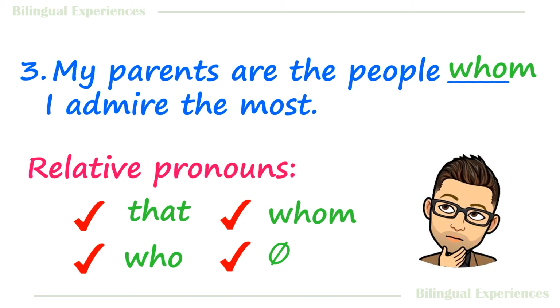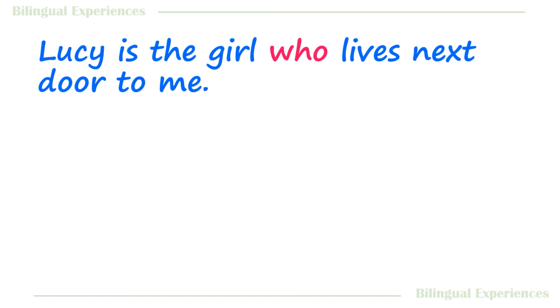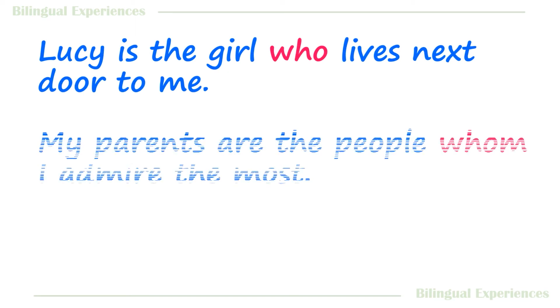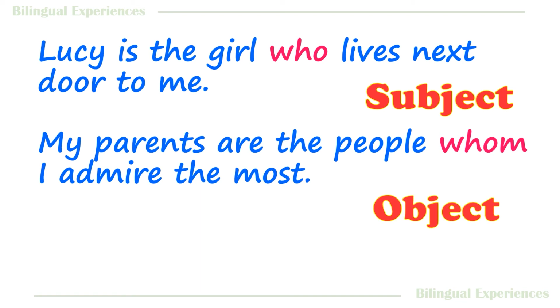But how exactly do I know when to use whom or who? What's the difference between them? Well, let's talk about the difference by taking a look at some examples. Number 1, Lucy is a girl who lives next door to me. And number 2, my parents are the people whom I admire the most. Did you notice a difference? Look at number 1, the relative pronoun who refers to the subject, and in number 2, whom refers to the object. But to make it a lot easier for you to understand the difference, all you have to know is that the use of whom or who depends on whether there is a subject after the relative pronoun or not.